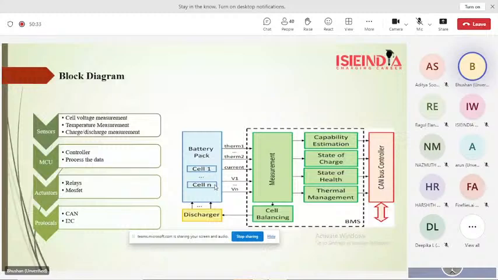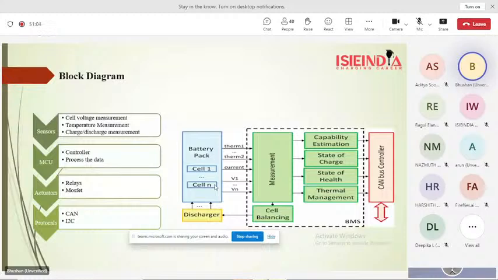It decides when to take the voltage, when to disconnect the charging circuit, and when to provide charging to the system. It also processes the data and communicates with other systems in the MCU. And then actuators like relays and MOSFETs, which are the switches.